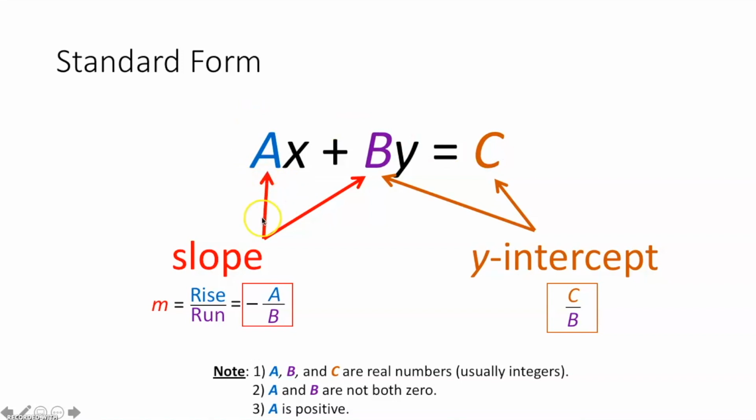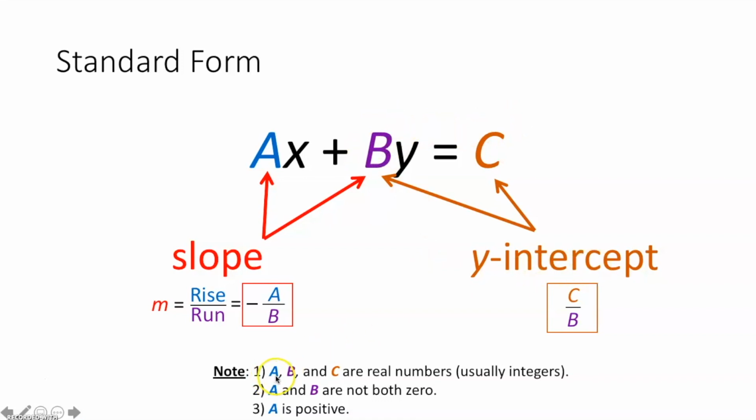Your slope is going to be negative a over b. So you take whatever the a value is, put it over whatever b value that is, and then make it the opposite sign. For your y-intercept, it's equal to c over b. So you take whatever your c value is, put it over your b value, and that's your y-intercept.